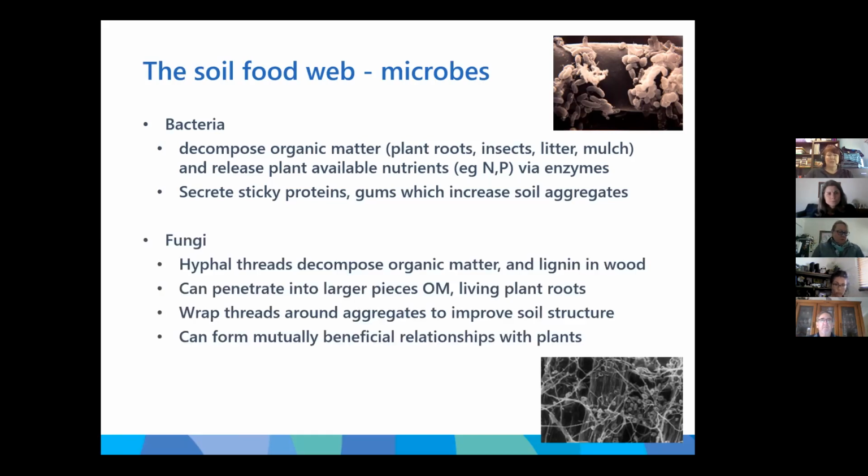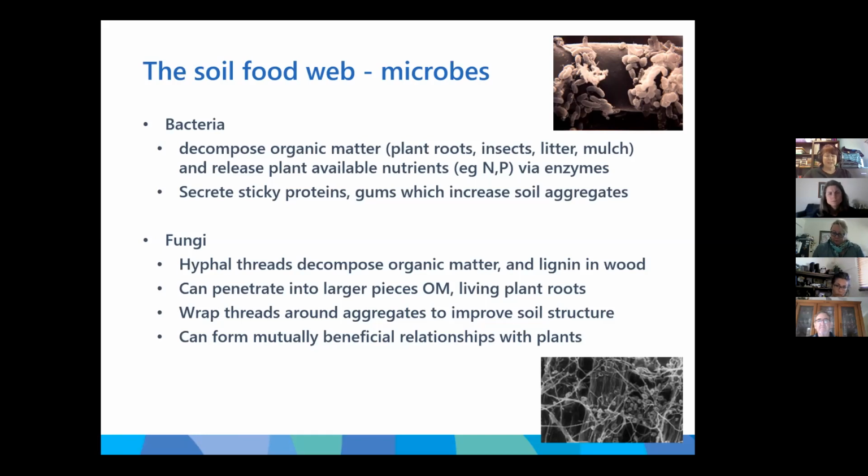And then there's a whole group of fungi, and Anders will go into this in a lot more detail, so I won't touch too much on fungi. Those hyphal threads decompose organic matter too, but they can also decompose lignin and wood. You'll see those often in forests, and also in agriculture that has forest trees like macadamias and avocado. So hyphae are very important in those kinds of systems.